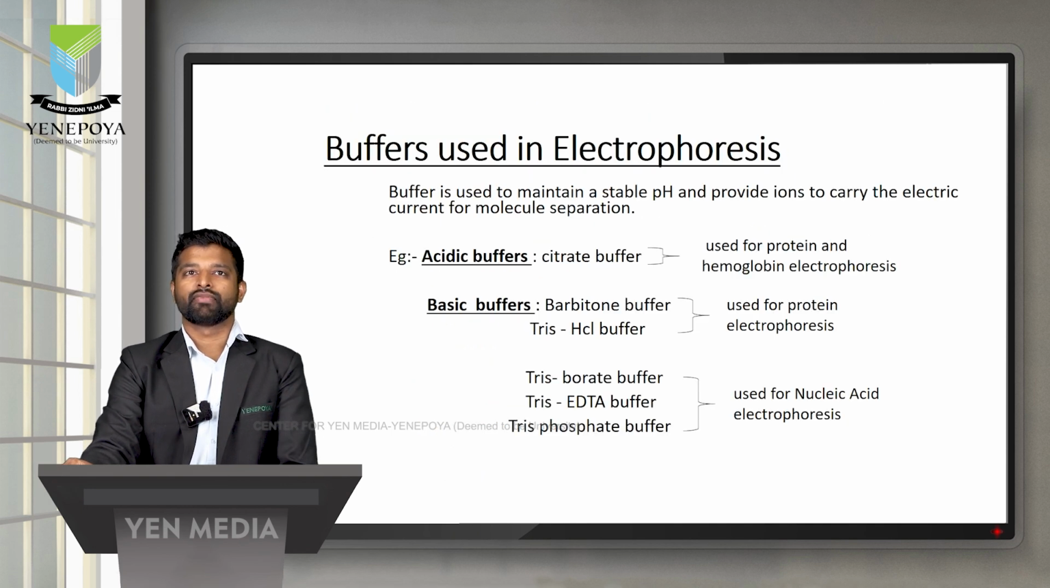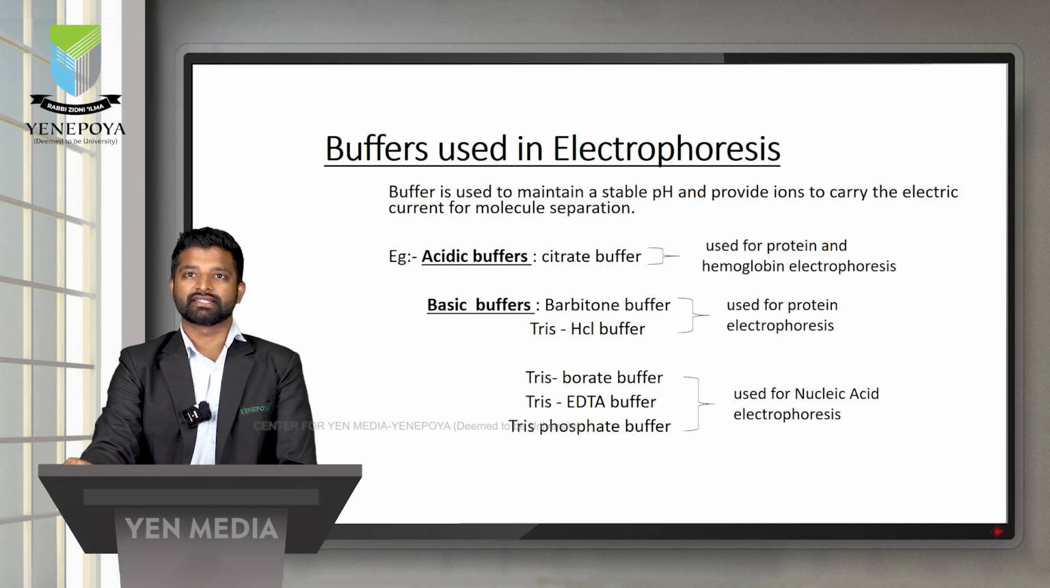Next, we will see buffers used in electrophoresis. Buffer is an important component for the movement of electrophoresis. It not only gives a stable pH, but also gives the ions so that the electric current can be carried. It is classified into two types: one is acidic buffer and the other is basic buffer.